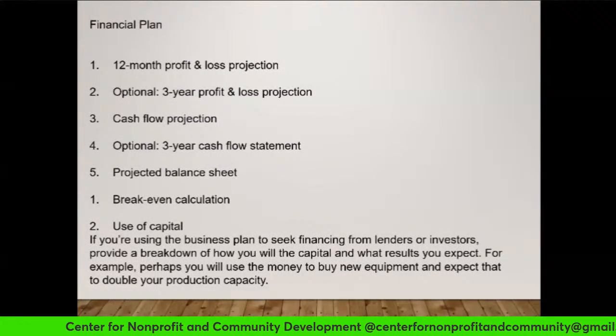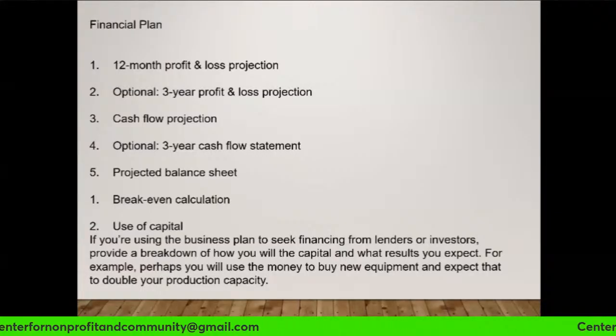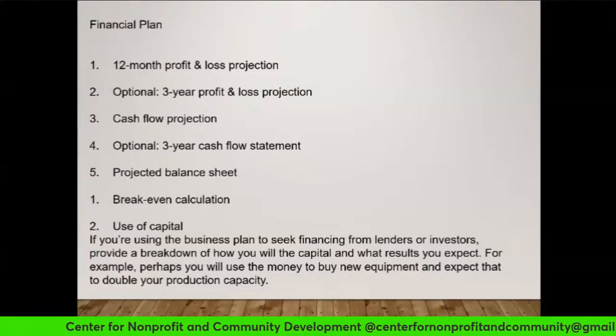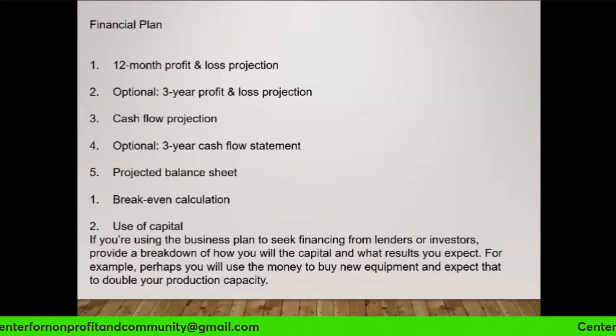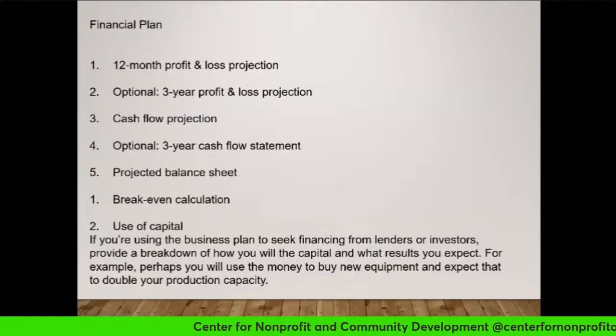So, the financial plan. Let's talk about the different types of plan. Your profit and loss statement, we talked about that earlier, can be as little as 12 months or it can be as much as projected 3 to 5 years. Your cash flow projection can be a year or 3 years. And then you have your projected balance sheet. Another component is your break-even calculation and use of capital.